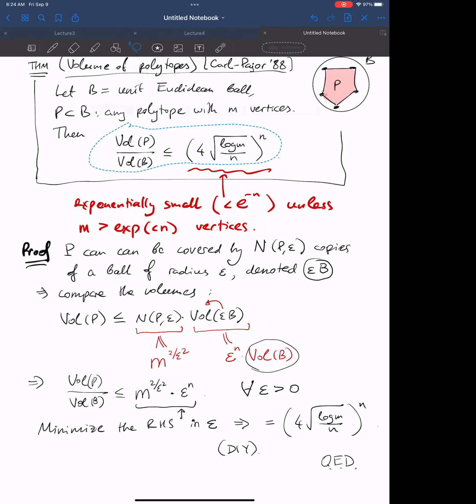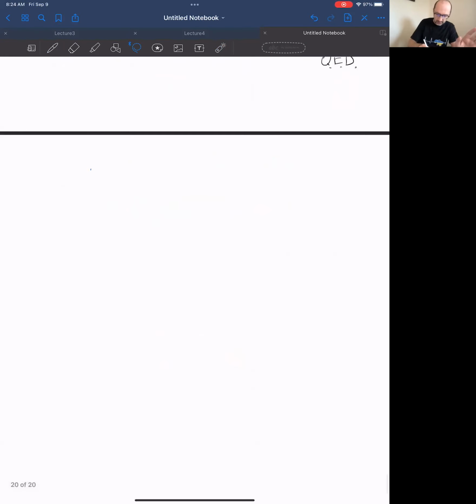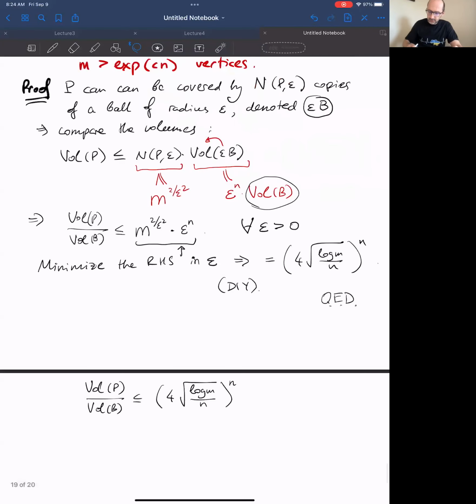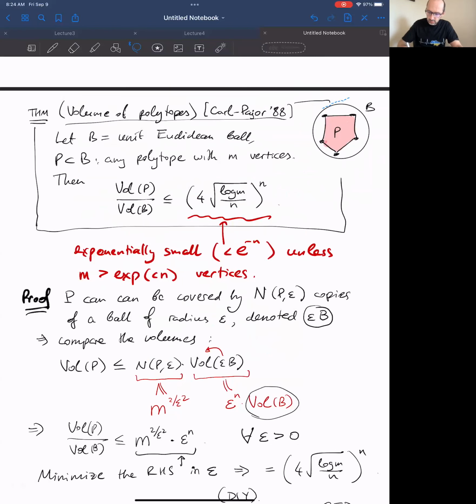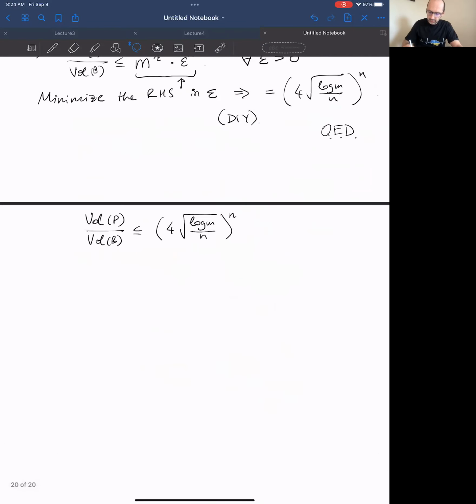Let me copy this, and then we'll try to make sense of it, because so far it doesn't make any sense to me. And this is a picture. In low dimension, it doesn't make absolutely any sense that a polytope with a reasonable number of vertices has exponentially small volume compared to the ball. Always exponentially small volume. Doesn't make any sense.